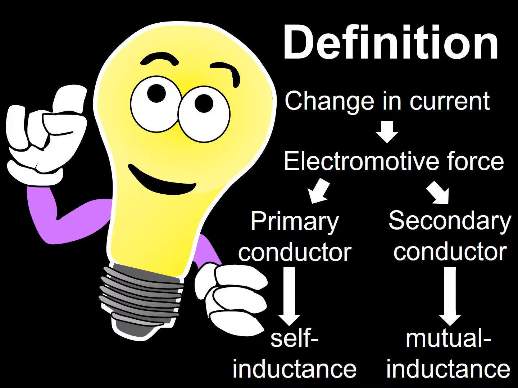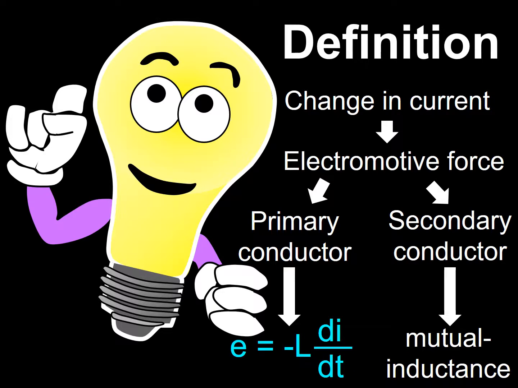The mathematical expression of this definition has two formulas. One for self-inductance. Self-inductance can be defined as the electromotive force present in a primary circuit resulting from the subtraction of the voltage produced by inductance from the voltage supplied by the power source in relation to time.